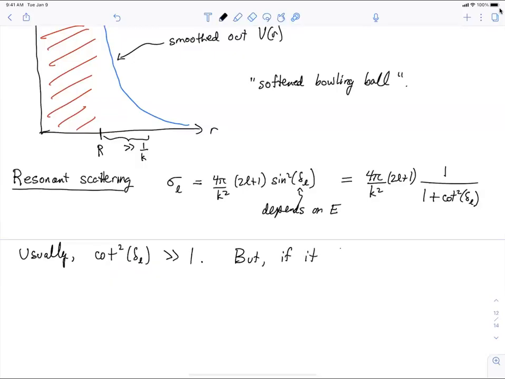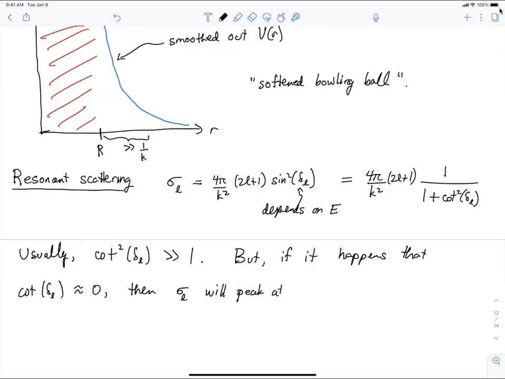But if it happens that the cotangent of delta L is very small, then the nth partial wave will peak, meaning it will be as large as it can possibly be at the energy that makes the cotangent of delta L small.